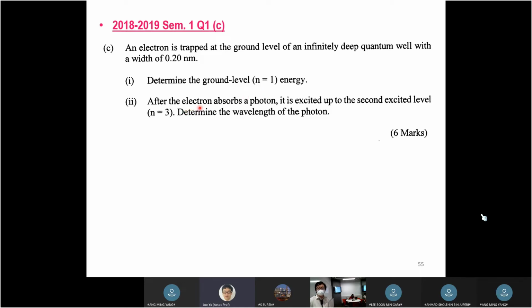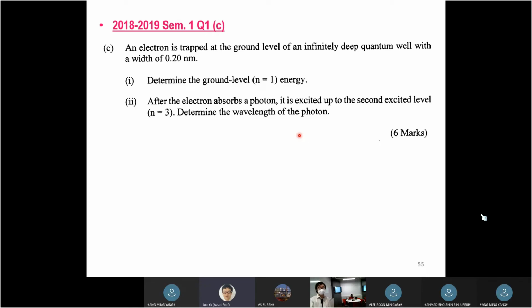Okay. Then after the electron absorbed the photon, it excited up to the second excited level. Okay. Second excited level is N equal to 3, not N equal to 2. Okay. First excited level is N equal to 2. Second excited level is N equal to 3. And this question also tells you the second excited level is N equal to 3. So you follow the N directly given in the formula.